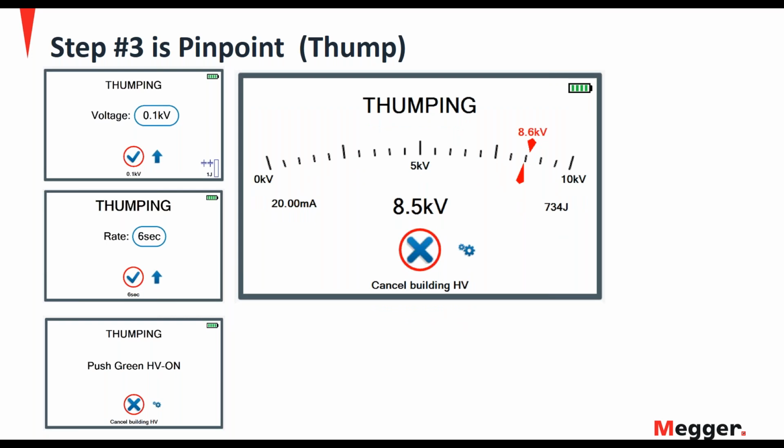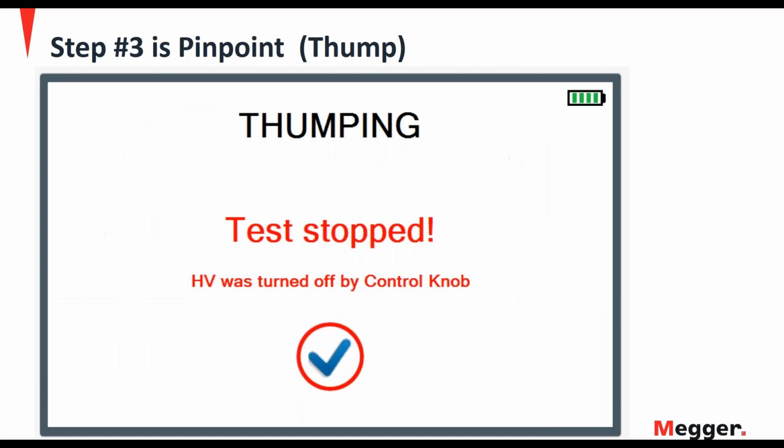In this case, the operator selected 8.6 kV to cycle thump at. The unit's going to charge up the capacitor to that voltage level and then cycle. And it's going to continue that process until we stop the thumper. And of course, we're going to stop the thumper after we pinpointed the fault. So at some point, we'll stop it and it will ground everything out.